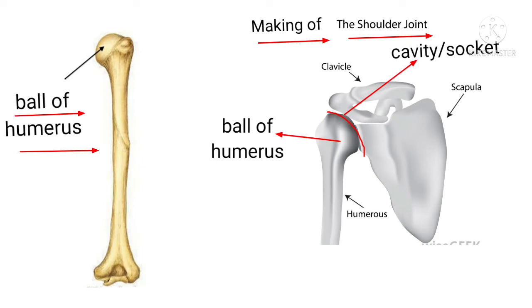Another example of ball and socket joint is our shoulder bones.